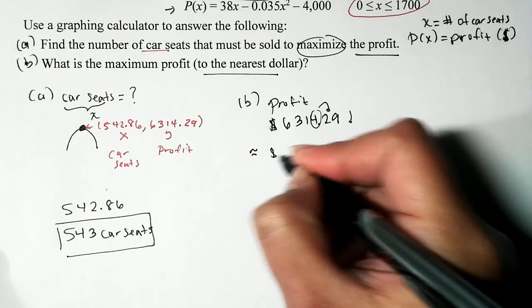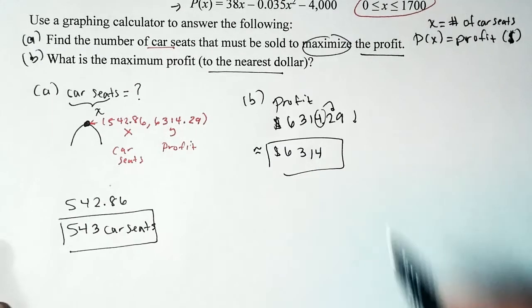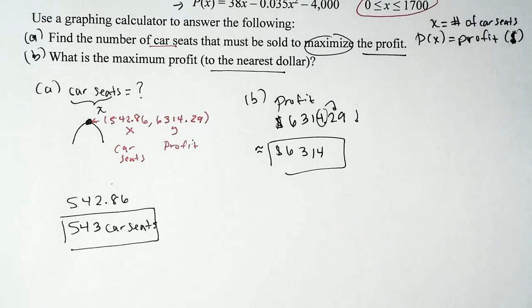So the moral of this story is this. In order to realize the maximum profit, we need to sell 543 car seats, and that will yield us a maximum profit of $6,314. Yeah, that was awesome.